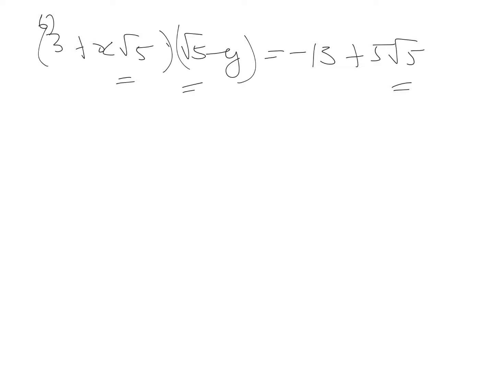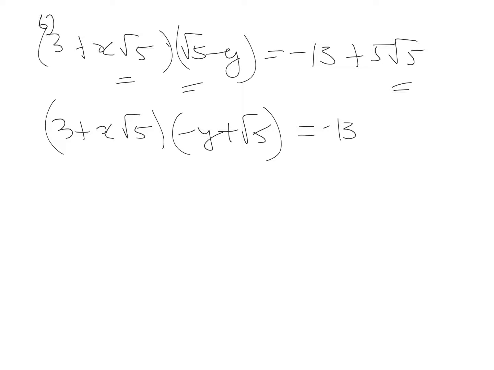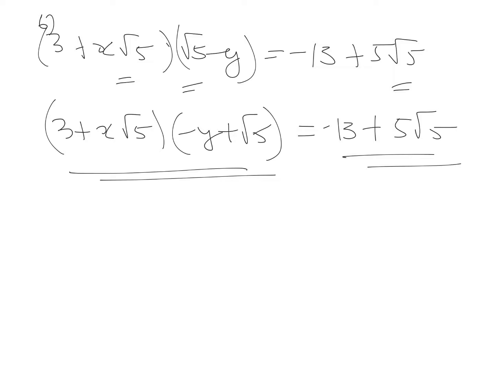It doesn't really matter, but if it makes you feel more comfortable, you could always rearrange it, such as 3 plus x root 5 times negative y plus root 5 is equal to negative 13 plus 5 root 5. So on this side, we have no variables, no x or y. So we want to get the left side into the form that we could equate the two sides, okay? So what we have to now do is to do the expansion.